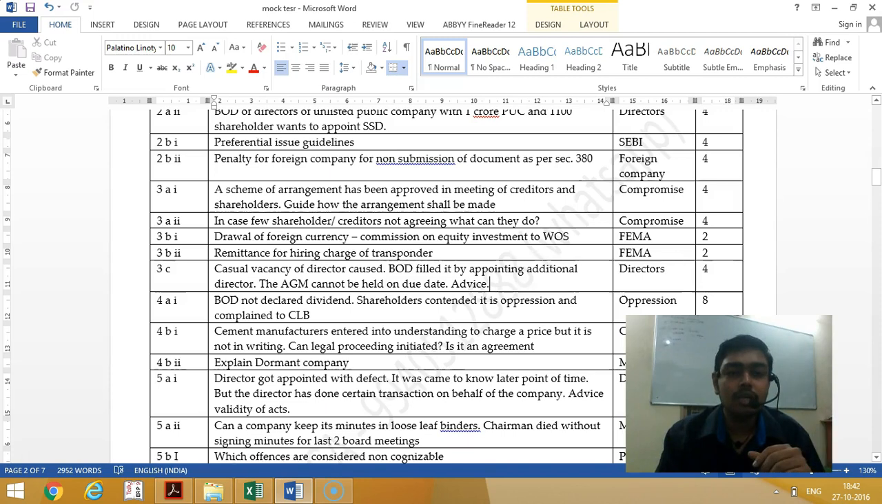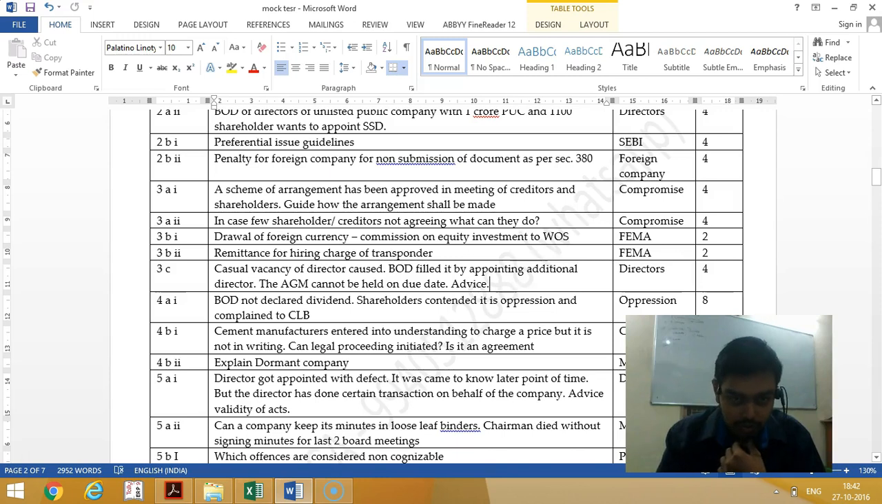Okay, AGM cannot be held on the due date. What will happen to the additional director? See, you can answer in 2 ways. One is, if he is a casual vacancy director, then he will not be retiring in the AGM, because we don't know his tenure. He may be holding the tenure of the original director who is not liable to retire by rotation. If he is a board appointed additional director, then he will be liable to retire in this AGM. So you should write 2 times, because it is 4 more questions.